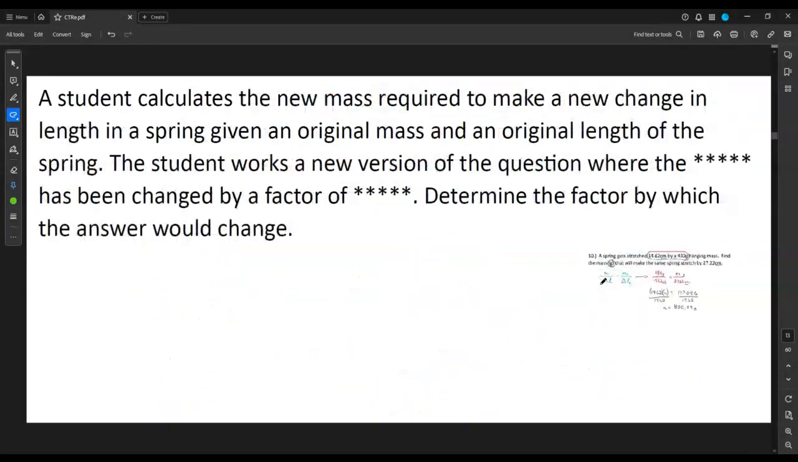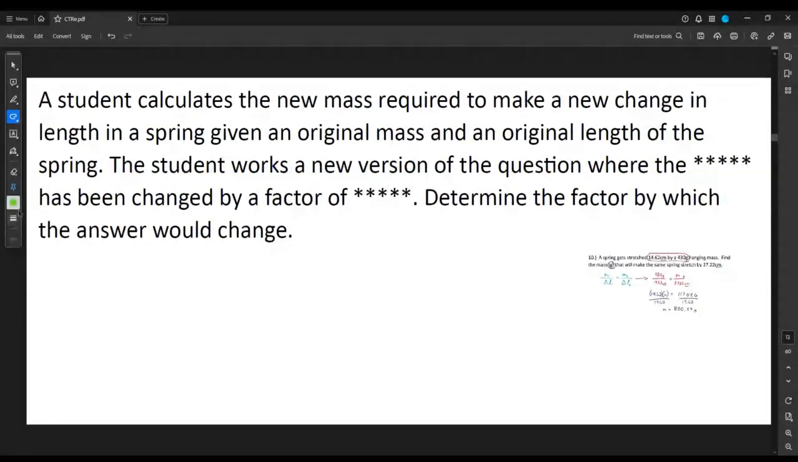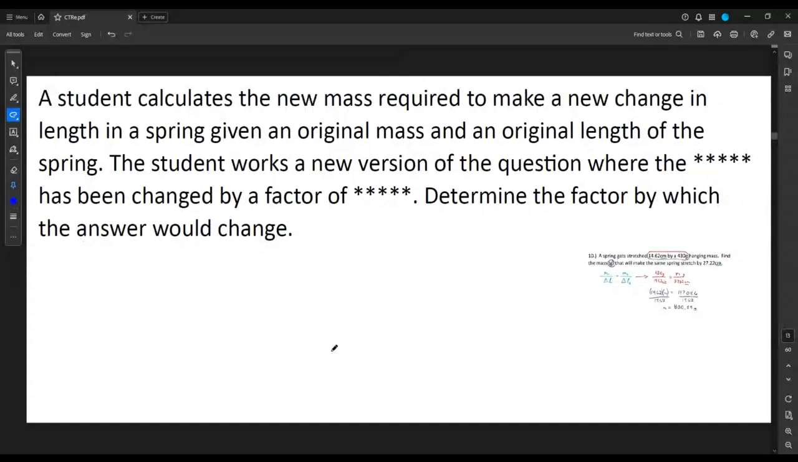Okay, then last one in the group. So this is the last major thing that we're going to talk about for Module 1. Again, we've got a spring in this question. We have some partial information. We are not given a spring constant, and we are not told to find one. But assuming that a spring constant is going to be held constant, because normally they should be, then we can actually set up a proportion.